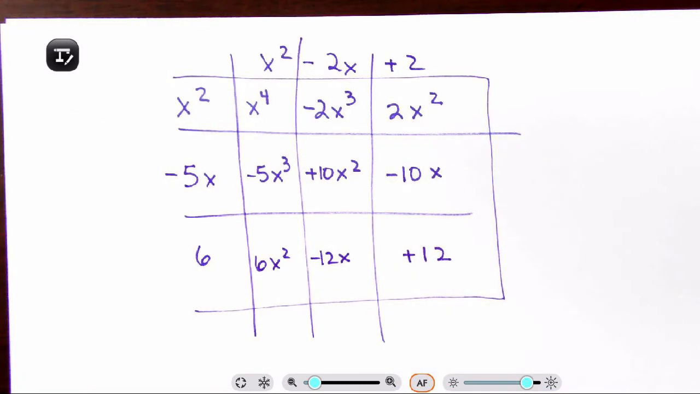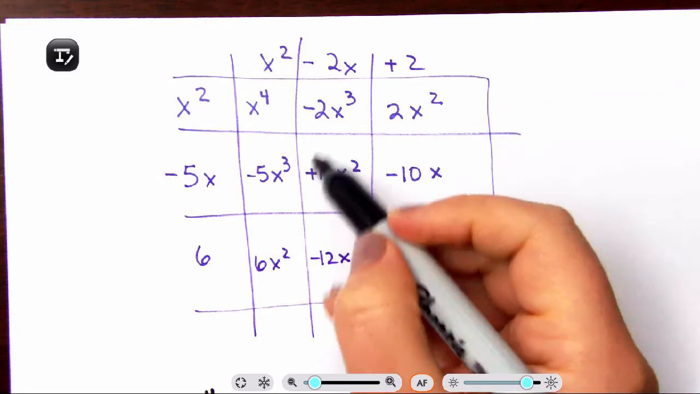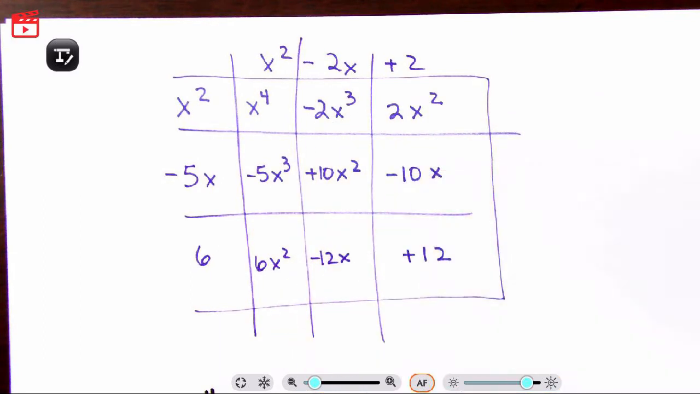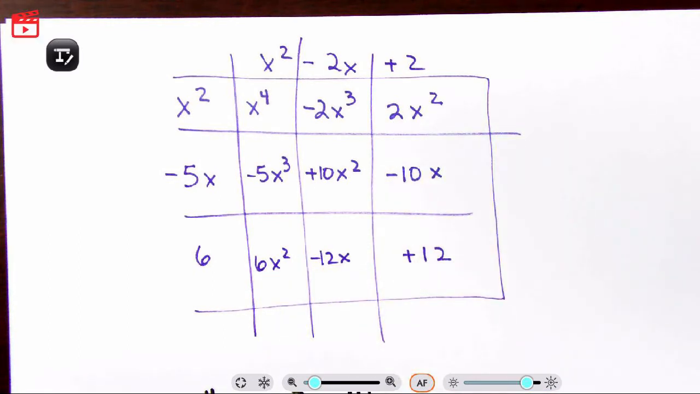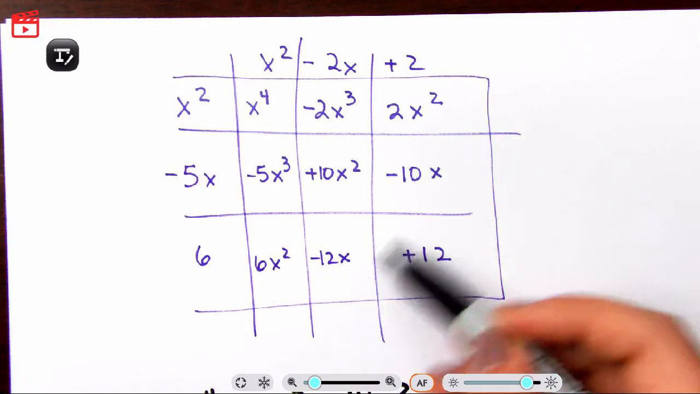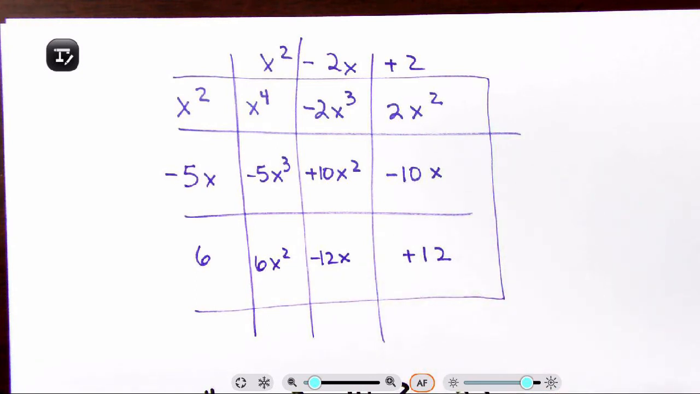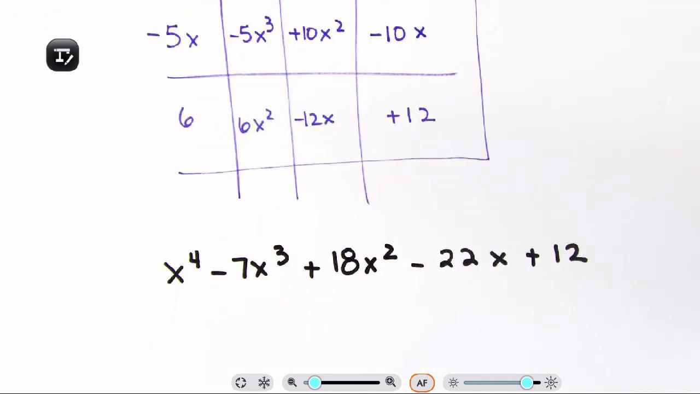I have x to the 4th. I have, what do I have? 5, 6, 7 x cubed. I have 16, 17, 18 x squared, I have 22x, and I have positive 12. So all of this is writing the polynomial in expanded form given the zeros.